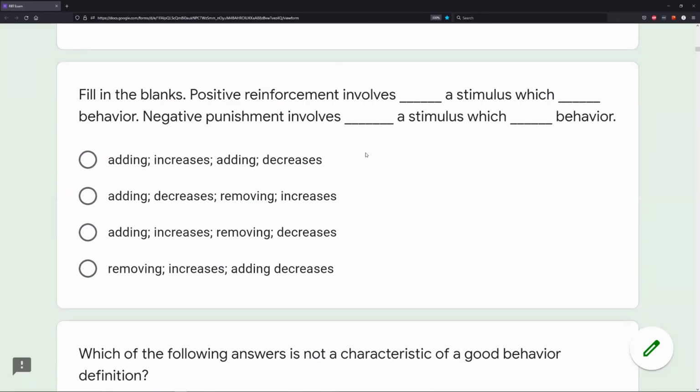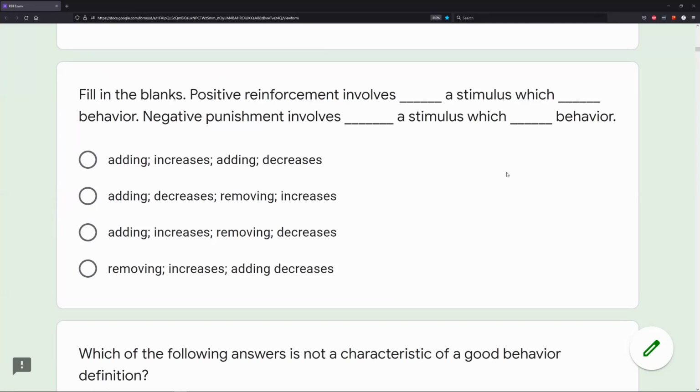Fill in the blanks. Positive reinforcement involves blank, a stimulus which blank behavior, and the negative punishment involves blank, a stimulus which blank behavior. I get so many questions about reinforcement and punishment, okay? So to some of you, this seems like a super simple question. If you're newer, this can be kind of tricky, right? We have to rethink what we know about reinforcement and punishment when we first learn ABA.